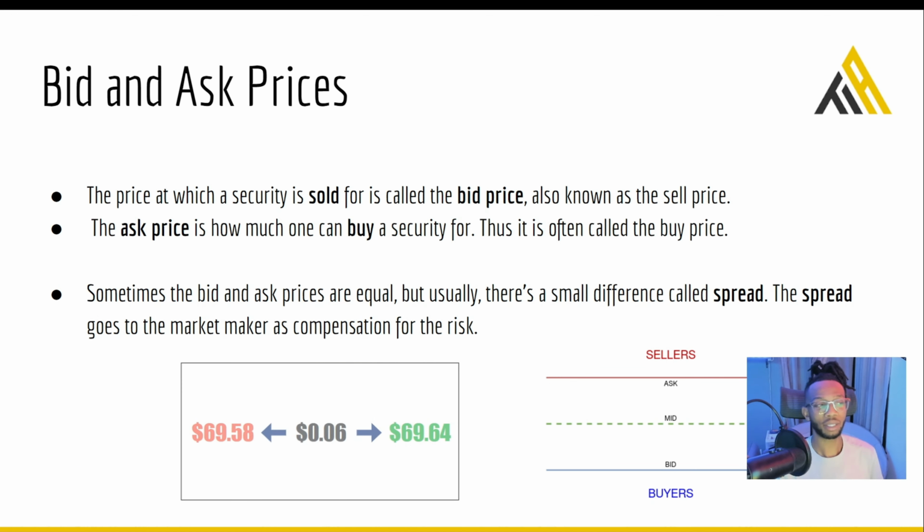Now, bid and asking price. The price at which a security is sold for is the bid price, aka the sell price. All right. Now, the ask price is how much one can buy the security for, thus being the buy price. Okay. Sometimes the bid price and the ask price are equal, but usually there's a small difference between the two called a spread, as you can see right here.